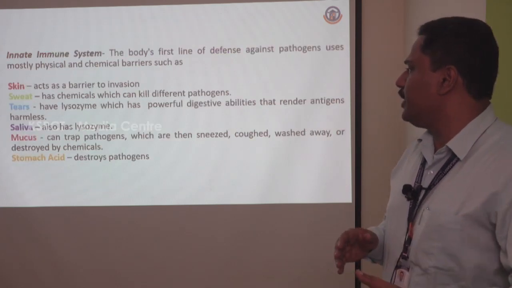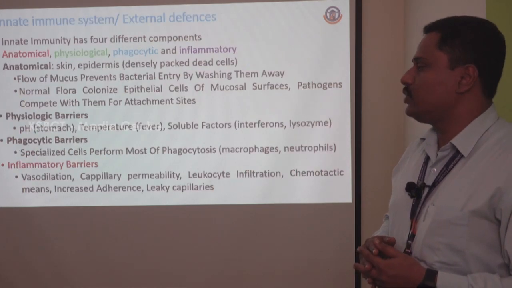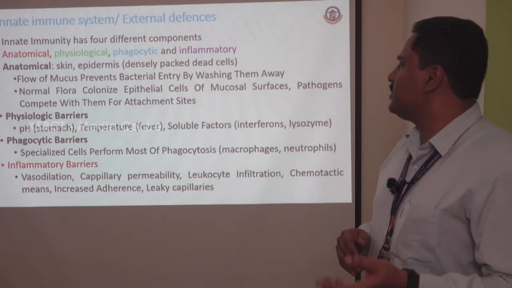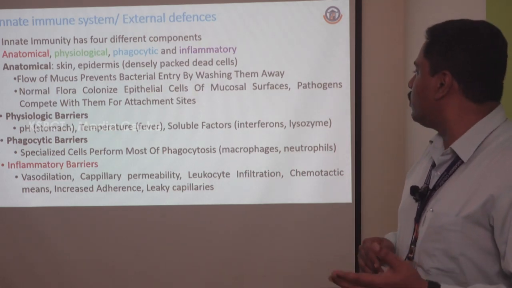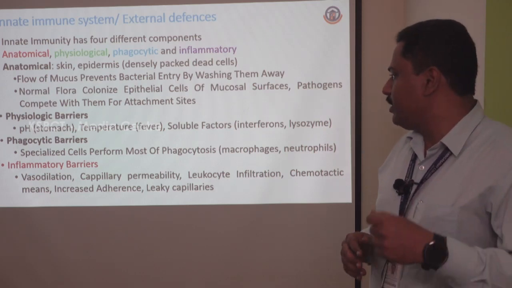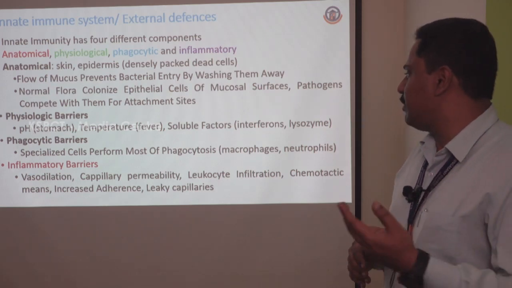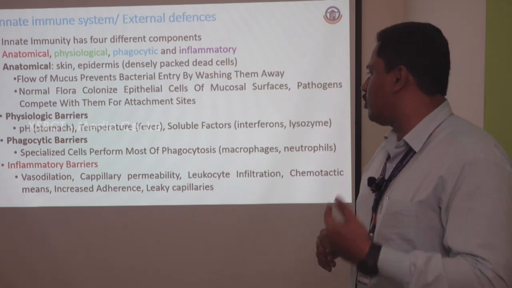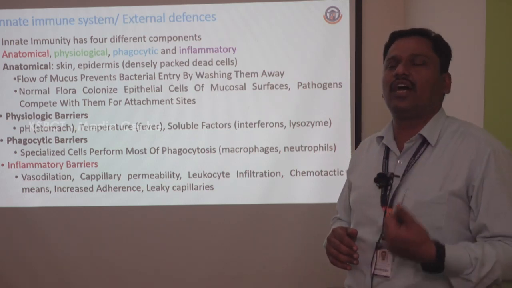So next one is the phagocytic barrier. Specialized cells perform most of the phagocytosis, for example macrophages and neutrophils. Then there are inflammatory barriers such as vasodilation, capillary permeability, and leukocyte inflammation, which means increased adherence.